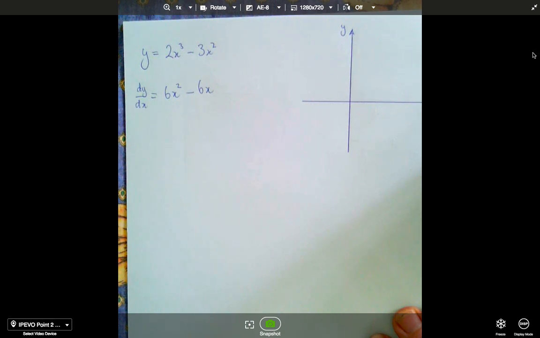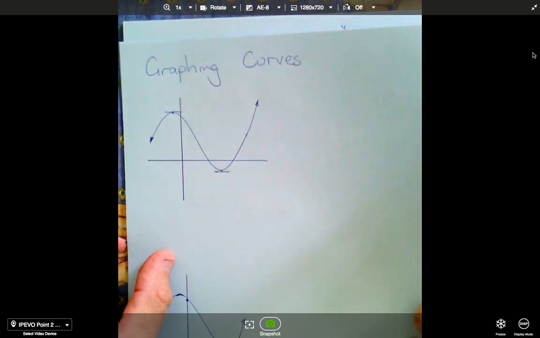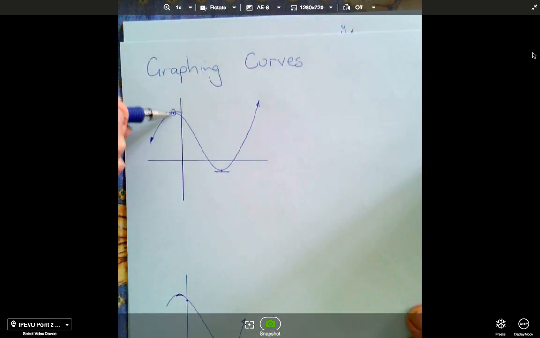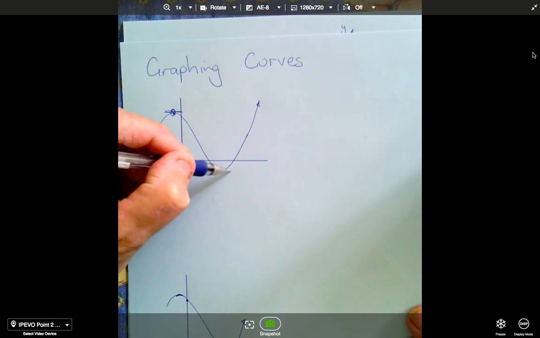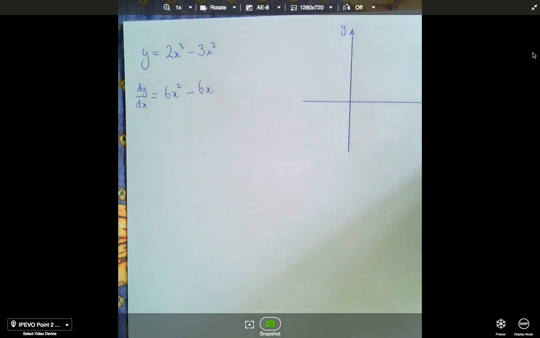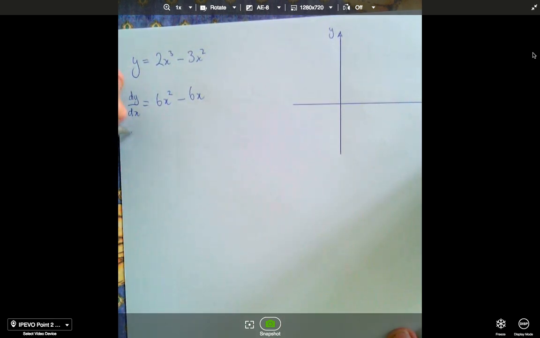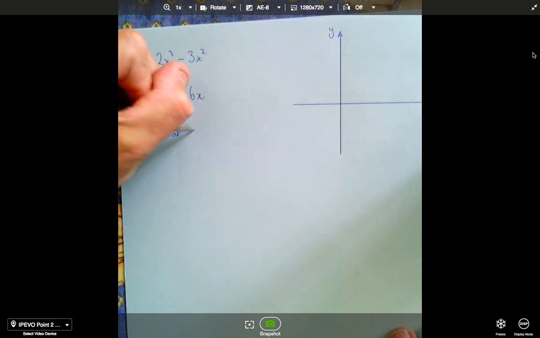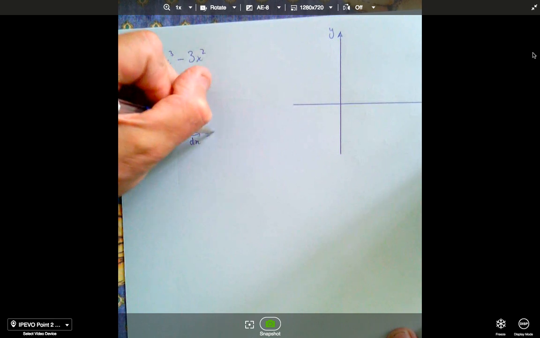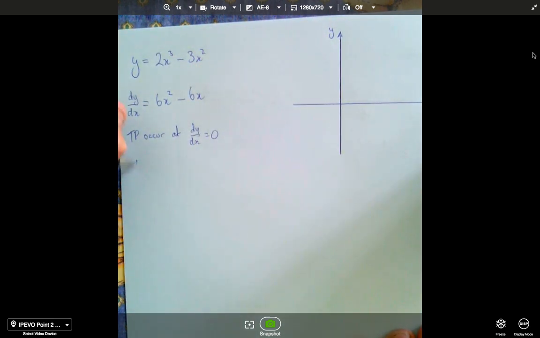Now, what do we want with the first derivative? We want to find out when that equals 0, because that's when the tangent's going to be 0. Back here, what do we know about this point here? The tangent or the gradient of the tangent is 0. This point, the gradient of the tangent is 0. So we are going to let this equal 0. And let's put: turning points occur at dy/dx equals 0. I always like to write that. So 6x squared minus 6x equals 0.